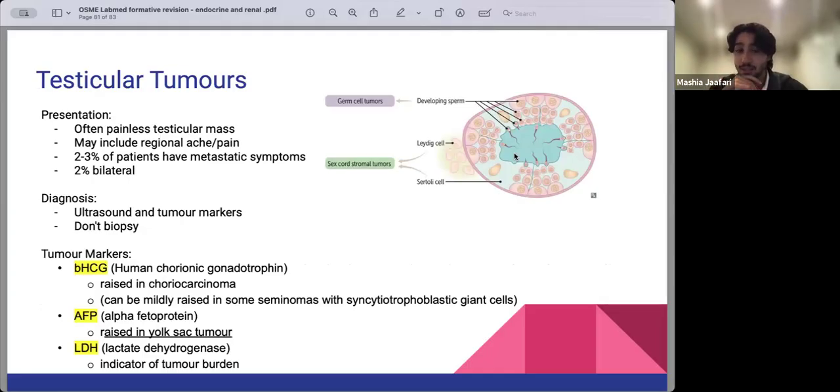There are a few markers that can go up: beta HCG, AFP, and LDH. Beta HCG is most associated with choriocarcinoma, but can also be associated with seminomas. AFP is most characteristic of yolk sac tumor and also hepatocellular carcinoma. So that's one thing to keep in mind. And LDH is usually associated with how bad the tumor is, because LDH is released when cells die. So the more cells dying, the more LDH you release.